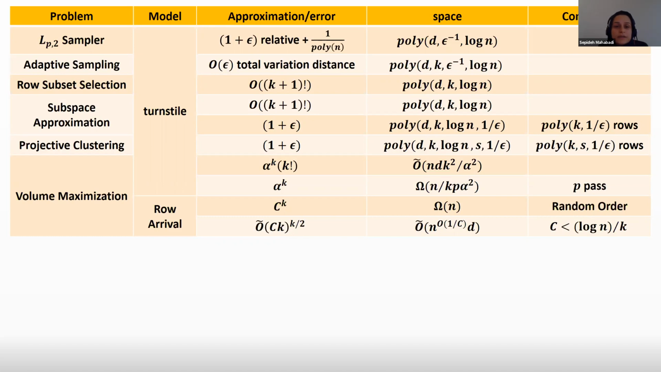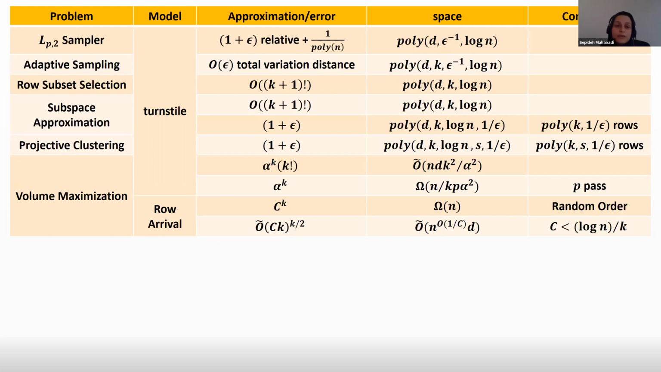And then using this LPN2 sampler, we showed how we can get our adaptive sampler by maintaining k instances of the LPN2 sampler. And so the adaptive sampler that we show gives total variation distance which is order epsilon. Its space depends polynomially on d, k, epsilon to the -1, and log n.